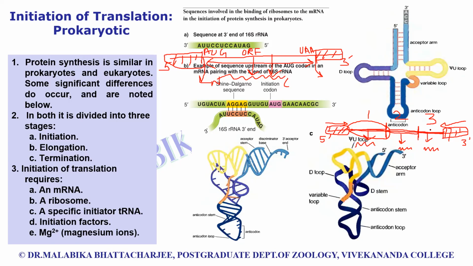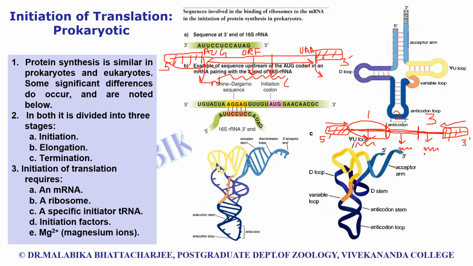And these three different open reading frames are giving rise to three different polypeptides. So this is a polycistronic mRNA. So we developed this concept of what is a monocistronic mRNA and what is a polycistronic mRNA.